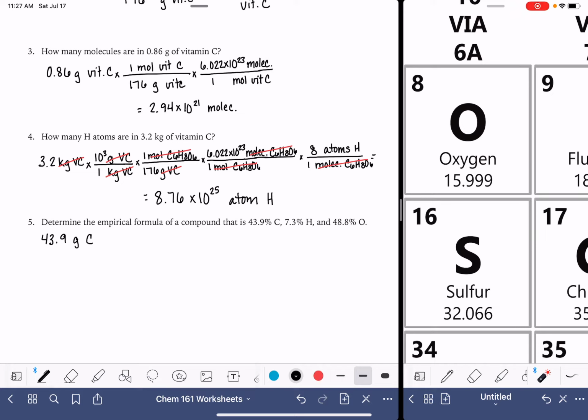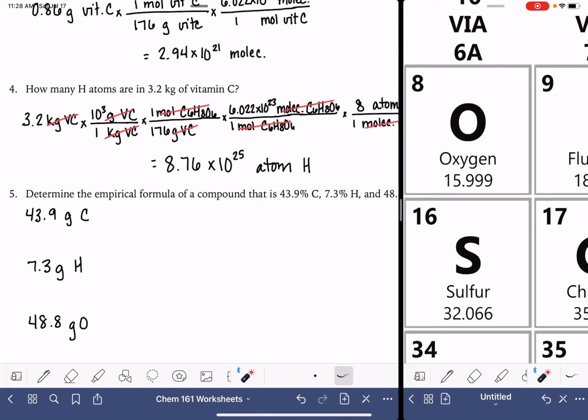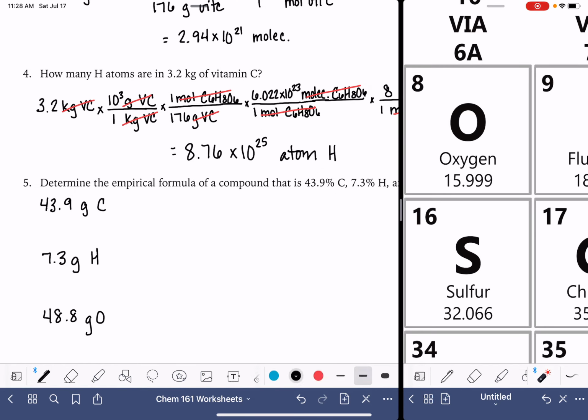So 43.9% carbon means 43.9 grams of carbon, 7.3 grams of hydrogen, 48.8 grams of oxygen. So again, the data that we're starting with is the ratio of carbon to hydrogen to oxygen in units of grams, and the empirical formula, what we're trying to figure out, is going to be the ratio of carbon to hydrogen to oxygen, but in units of moles, not in units of grams. So all we have to do is convert all of these into moles. We'll do that using the gram to mole conversion.